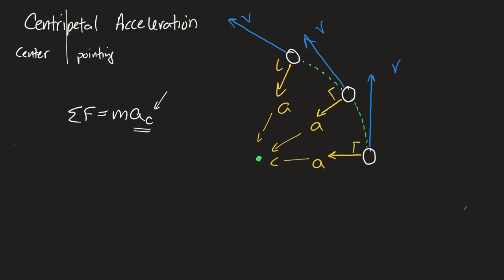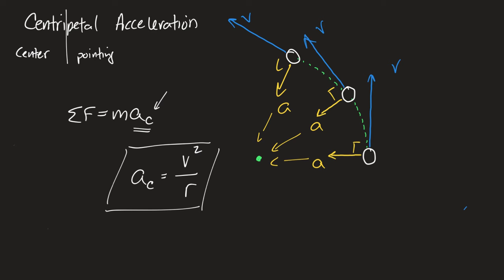For an object that doesn't speed up or slow down, we can't use VF minus VI over T. This doesn't work anymore. The centripetal acceleration comes from looking at how fast the object is going and how big the radius of curvature is. This is on your equation sheet, by the way. You should probably find it. This is the calculation for centripetal acceleration. It's intimately tied in with how big the circle is that the object is moving on.